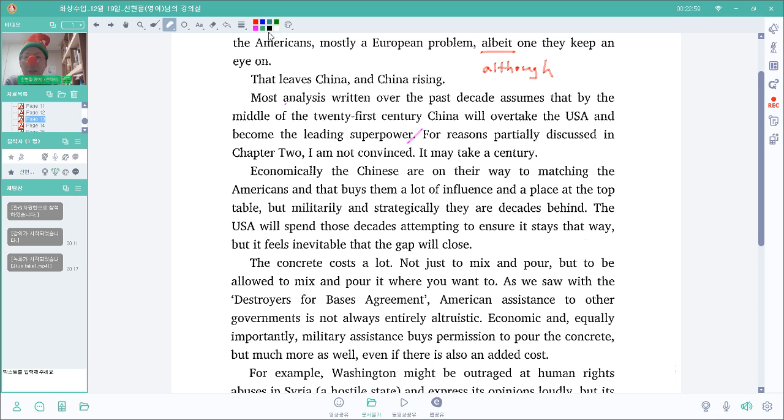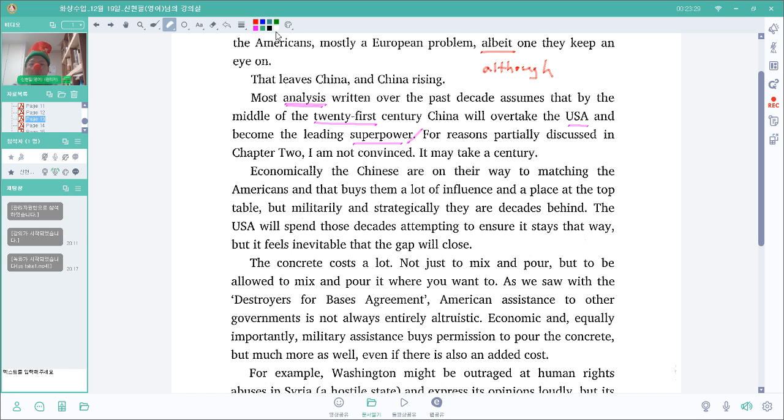So many analysts predict that by the middle of the 21st century, China will overtake the USA and become a superpower. For reasons partially discussed in chapter 2, Tim Marshall, the author of this book, is not convinced. It may take a century. It may take 100 more years.